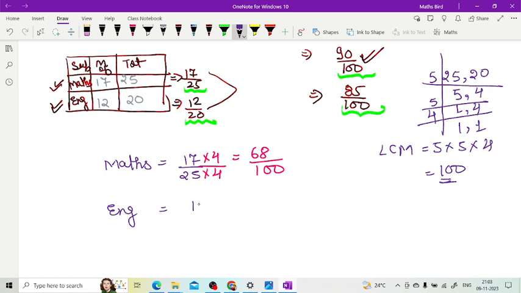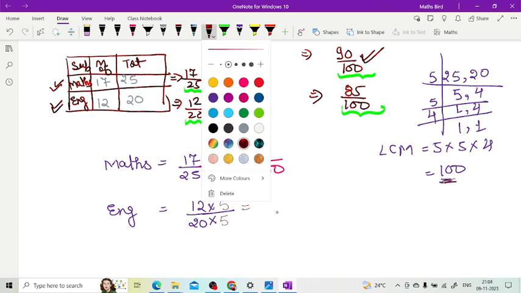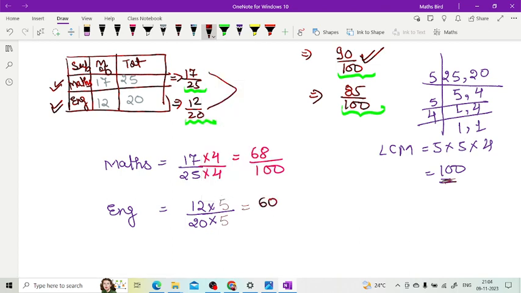In English he got 12 out of 20. No doubt we have to make the denominator from 20 to 100. So how will we make it? We will multiply it by 5. What will we get? We will get, now we can compare. This is 68 out of 100, this is 60 out of 100. Now you can say in mathematics he performed well, right?